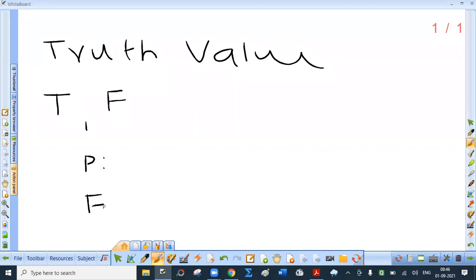In some cases, 1 is used to denote that the statement is true, and 0 is used to denote that the statement is false. That is, 1 corresponds to T and 0 corresponds to F. Is that clear?